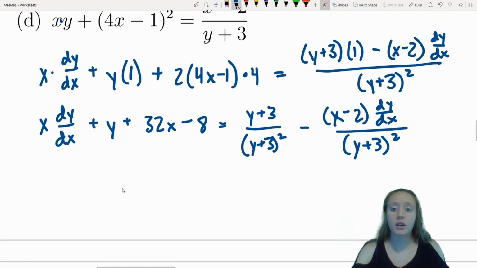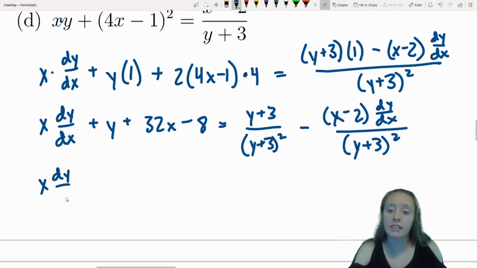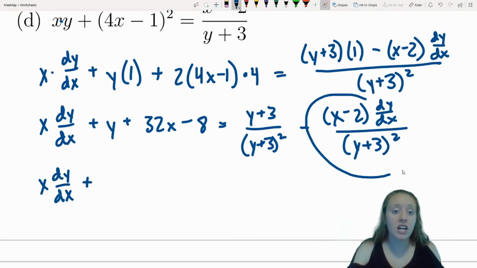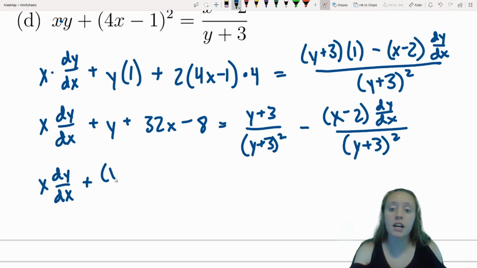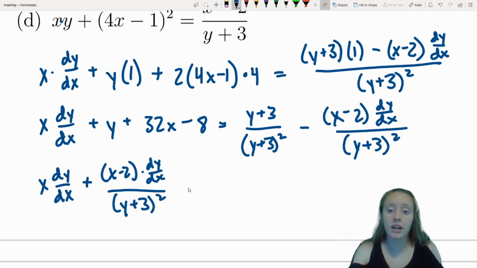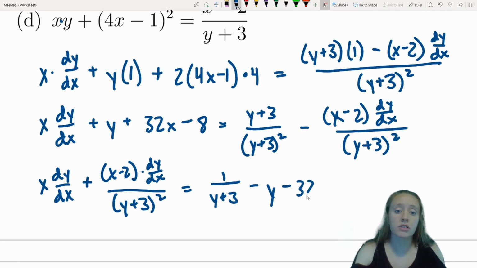to the right. So I'm going to have x dy/dx plus, I'm moving this entire term to my right-hand side, so that's going to be plus x minus 2 times dy/dx all over y plus 3 squared, and that's going to be equal to, I still have my y plus 3 over y plus 3 squared, which is really going to leave me with a 1 over y plus 3 when I simplify this down. And then I'll have minus y as I subtract this y, and then I'll have minus 32x as I subtract that, and then I'll have a plus 8 when I add that.